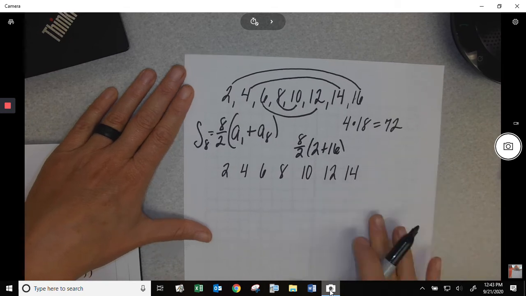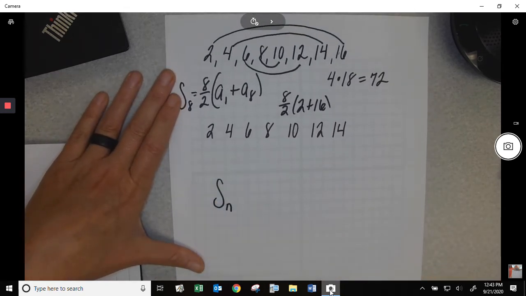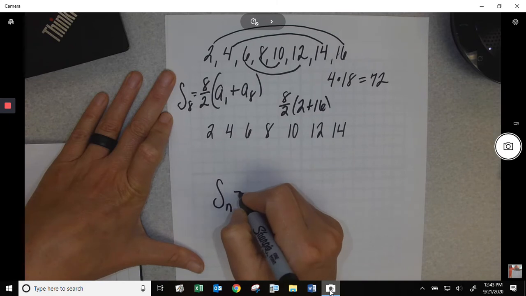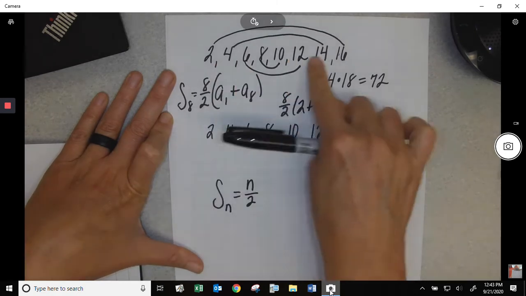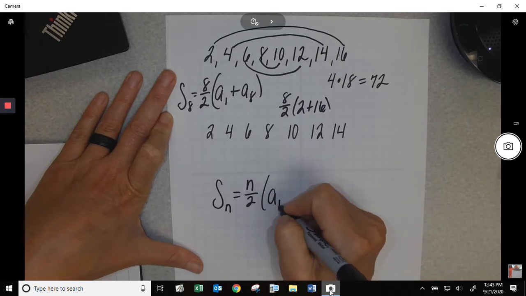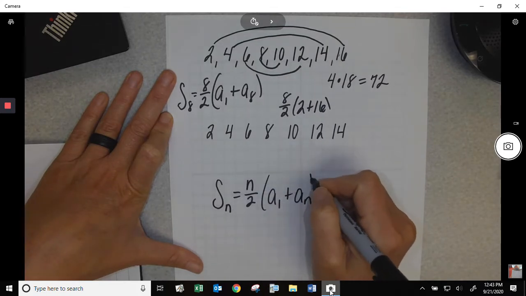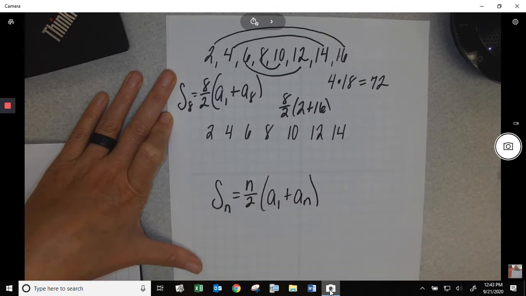Now, here's the official formula for that. The sum of n terms of an arithmetic sequence is always half the number of terms, like we had 8, so it was 4, and you add the first term and the last term that you want to add up. So if it's S sub 8, it's a sub 8. If it's S sub 100, this would be a sub 100.